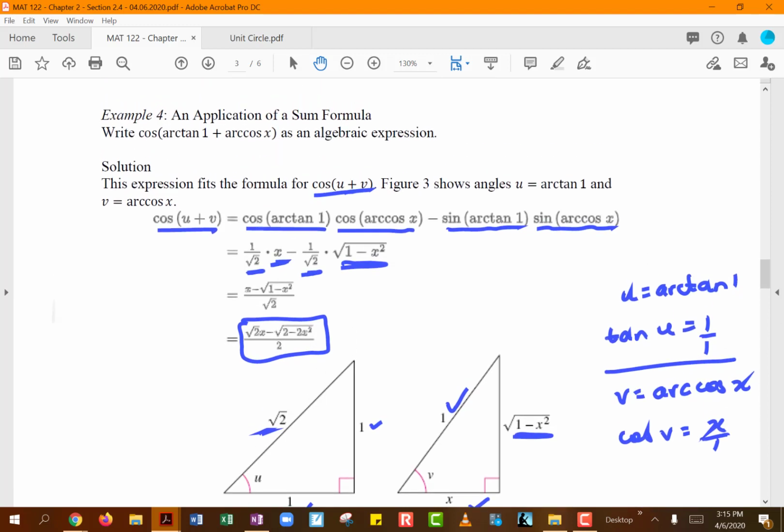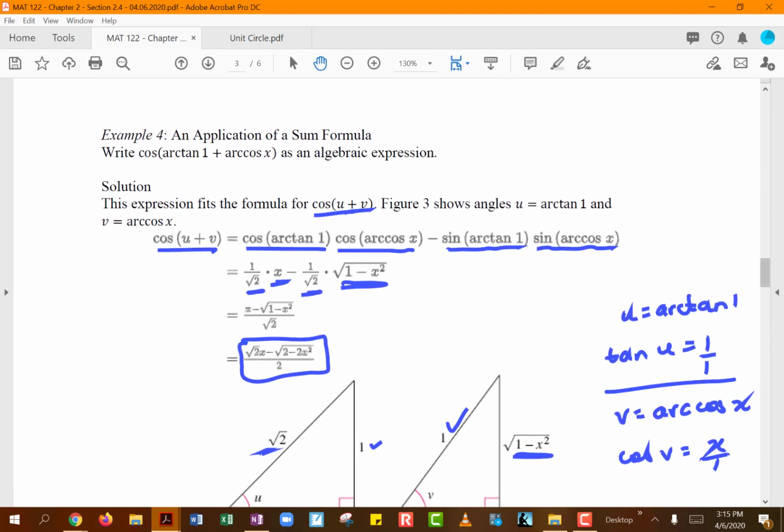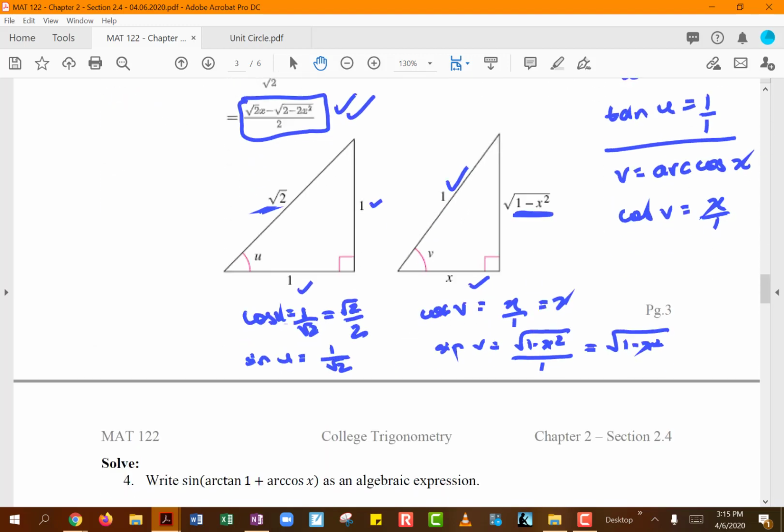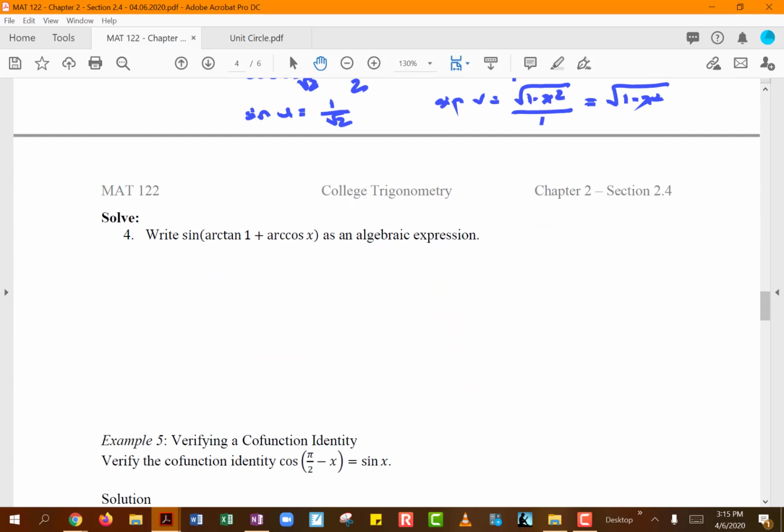Now remember guys, they are asking us to rewrite this as an algebraic expression, so this is kind of what they were asking us to find. Okay, so let's see how this will translate when we do our own example. And our own example is asking us for rewriting sine of arctangent of 1 plus arccosine of x as an algebraic expression. So let's take a look at this guy here.